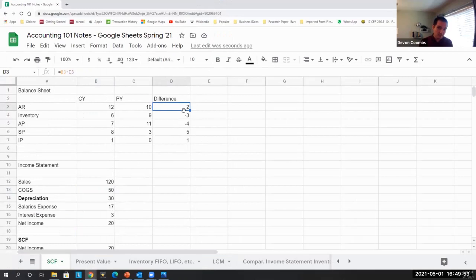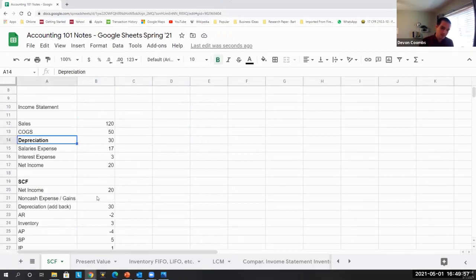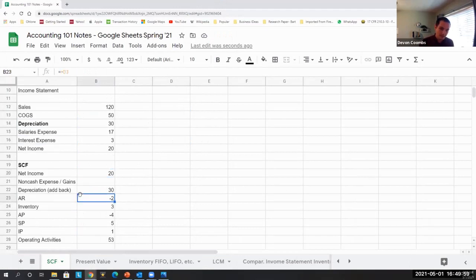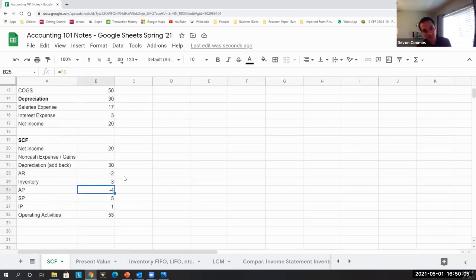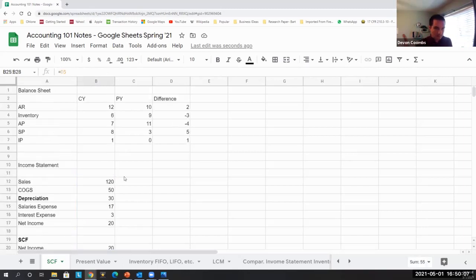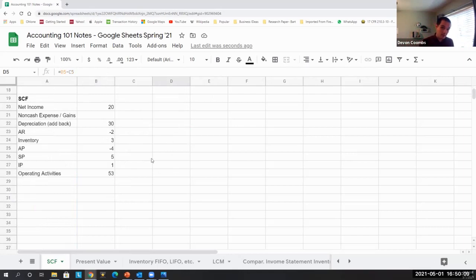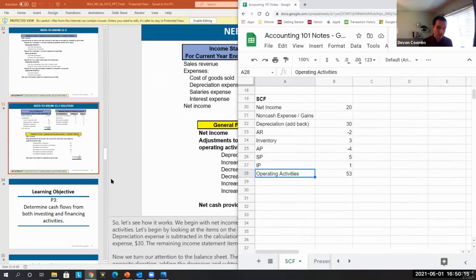We just take the difference, how the balance sheet's changed. We take the income statement. We start with our net income. We back out any of the non-cash expenses. And then for the asset accounts, we take the inverse of the change. And for the liability accounts, we take the correlated amount of the change. And then we get our operating activity cash flows. And now you have the calculation in there as well.